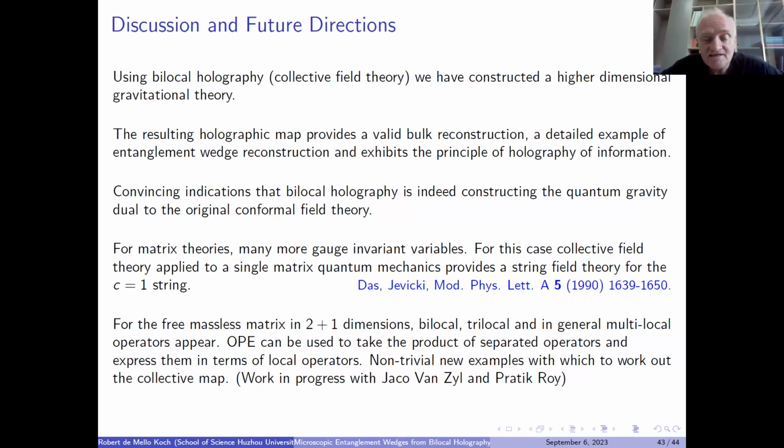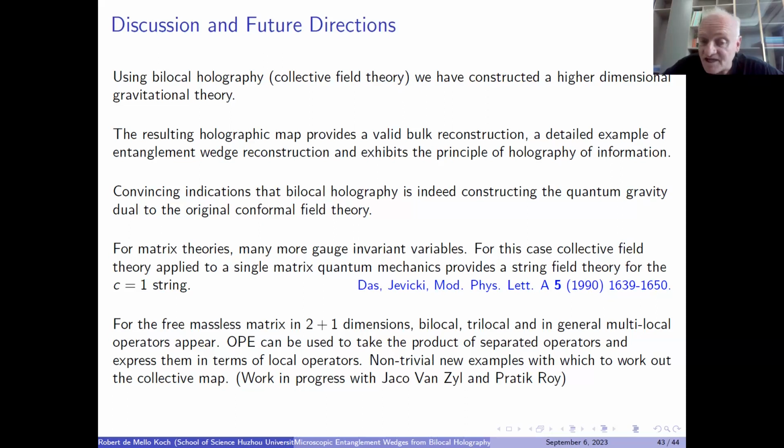If you study a free massless matrix in 2+1 dimensions, the big difference between this and a vector model is that now there's a lot more invariance. In the vector model, you only had phi^A phi^A. For the free matrix, you can take the trace of M at x1 and M at x2, but you could also take the trace of M at x1, M at x2, M at x3. So there are trilocals, quadlocals and so on. So there's a much richer space of invariants. And then the challenge would be to work out what the holographic mapping is in these cases.